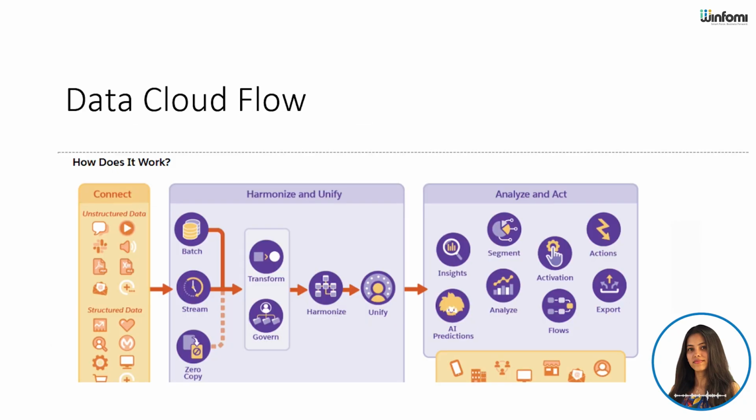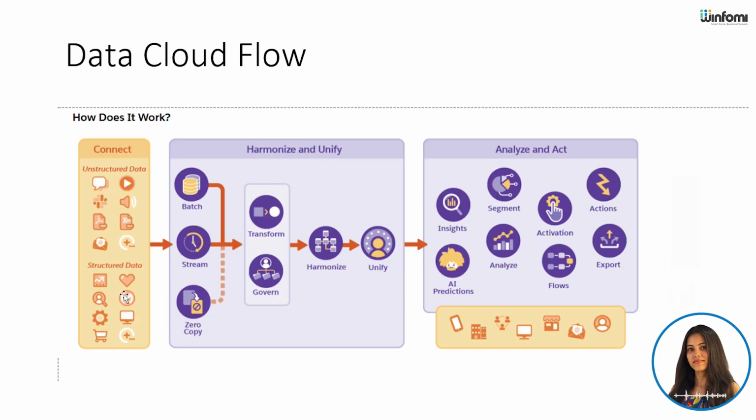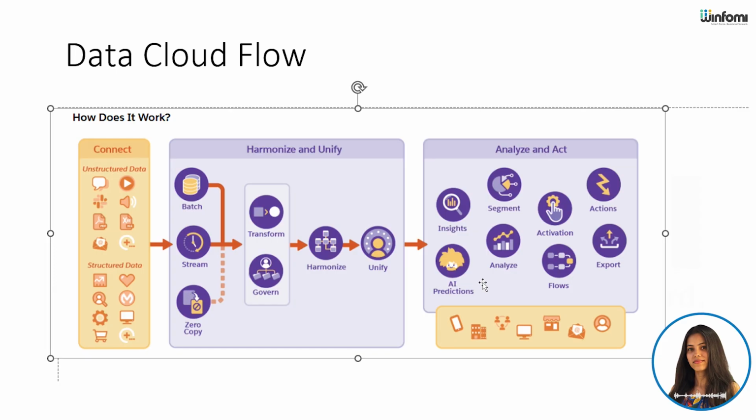So this is the Data Cloud flow, and this is how it usually works. We can connect structured and unstructured data through a data stream from external systems and Salesforce CRM. After connecting, we can harmonize the data. Harmonizing is done between the data lake object and the data model object, where we make the raw data into structured data. That is known as data harmonization. The next step is analyze and act, where we perform calculated insights, segments, and activation, and we export the data to the external system.